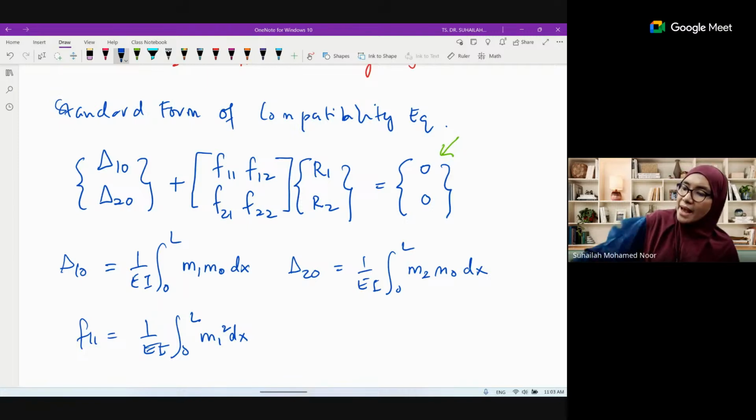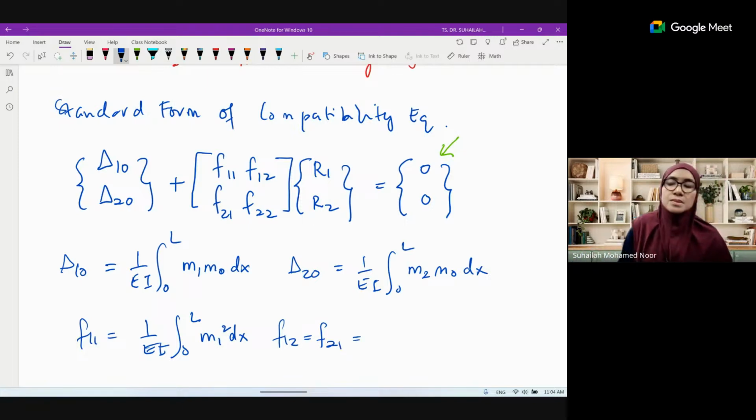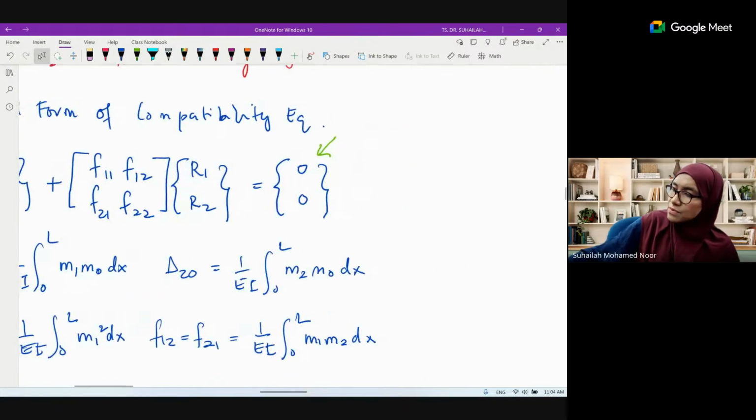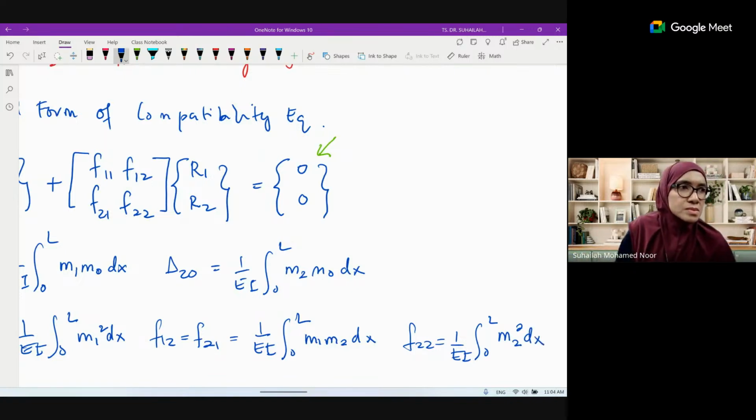Okay, next we have F12, which is equivalent to F21. They are the same, so we calculate this one only once: 1 over EI from 0 to L, M1 M2 dx. And one more, F22. F22 is 1 over EI from 0 to L, M2 square dx.